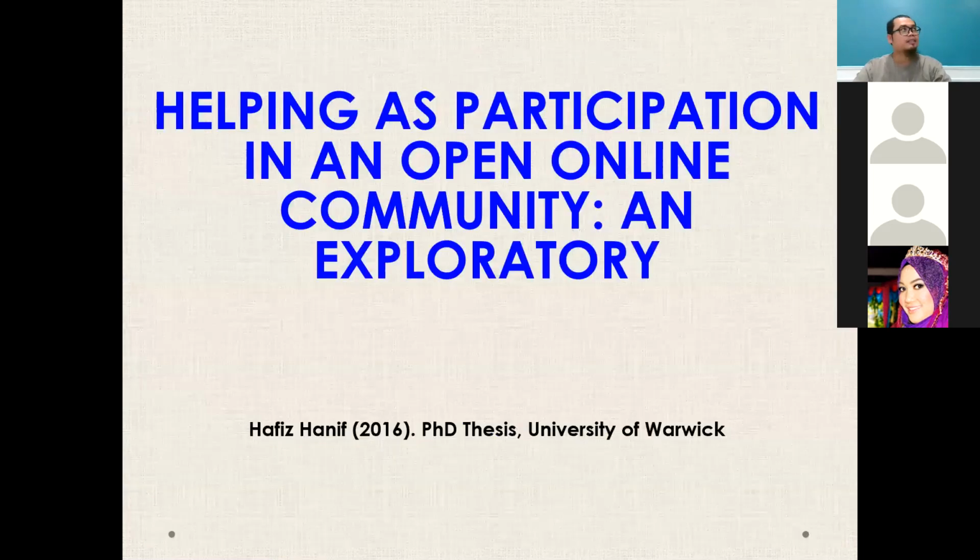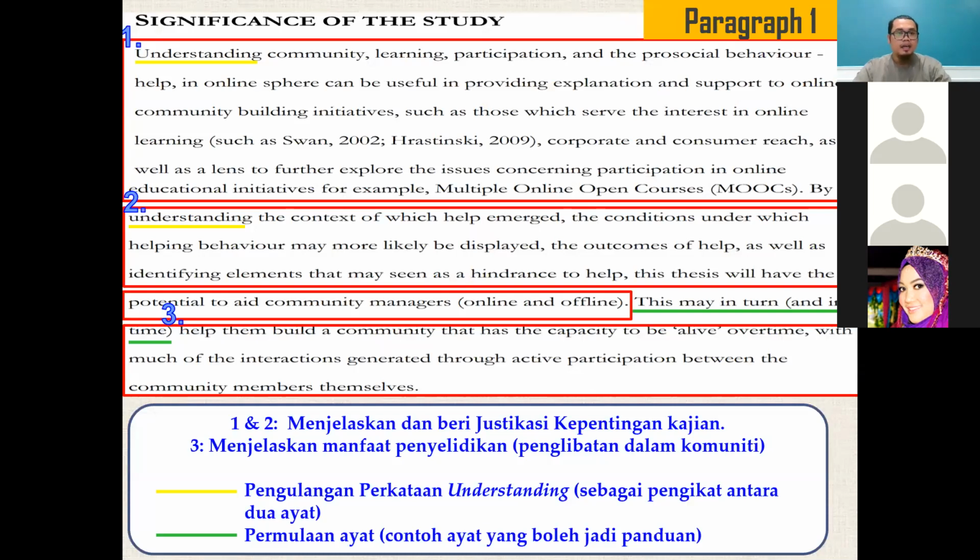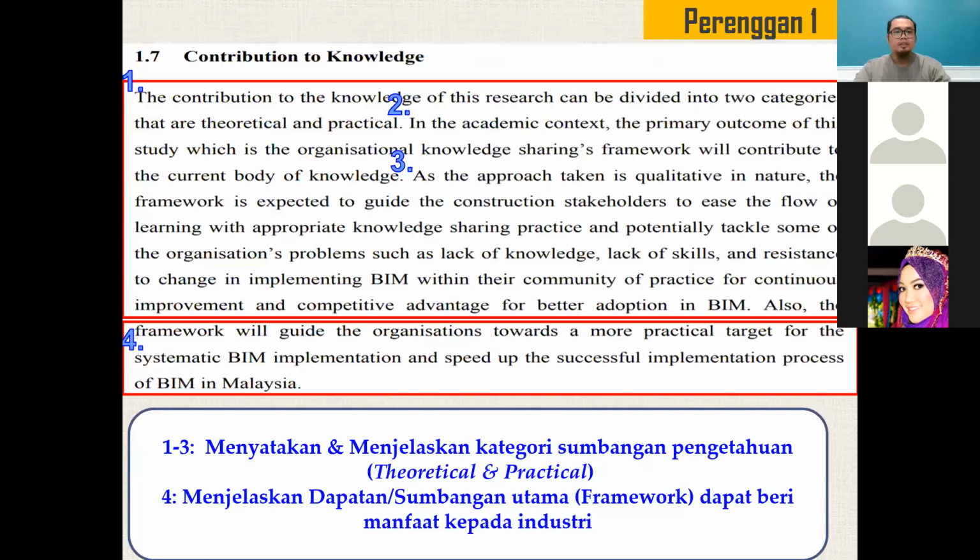You can check. So this research is also from Hafiz Hanif, helping as participation in the open online community, and exploratory. So they highlight that they have only 1 paragraph. They highlight understanding community and understanding the context where we have an emerged condition. Okay, then number 1, 2 and 3, actually they give the justification. The justification in this research actually gives the significance. So this research is more focused on the community and engagements. So all the keywords represent these methods. Okay, this is quite simple. I have a lot here. You just read and refer to this slide after this.